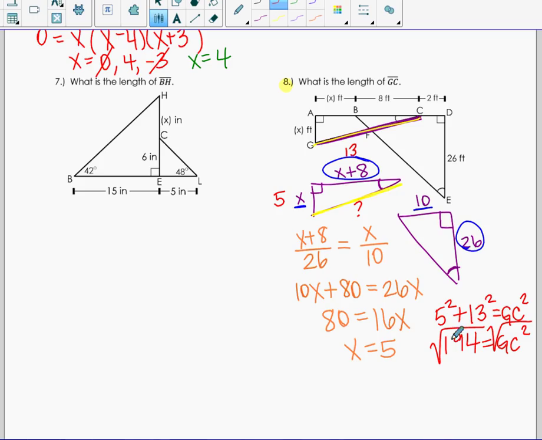So this is a distance, so you're going to actually take the square root of 194, and you get GC is approximately 13.9. Be careful with your rounding. That should be a 3, and that is feet.